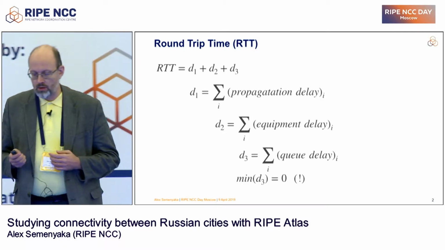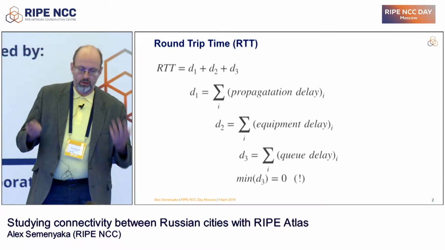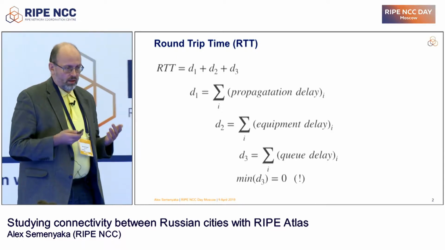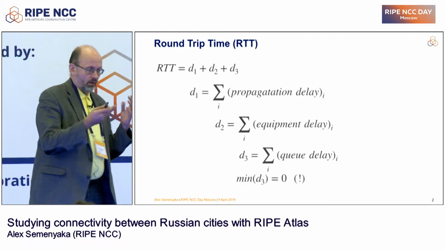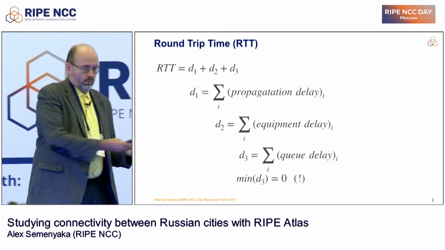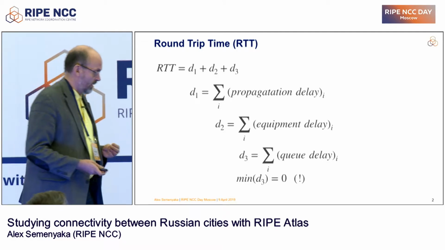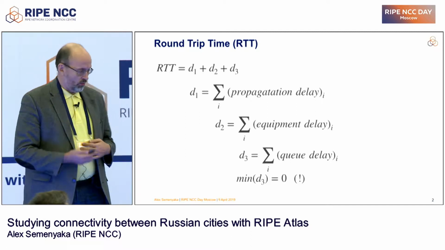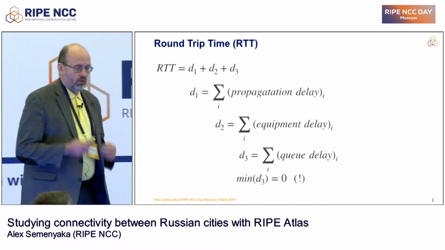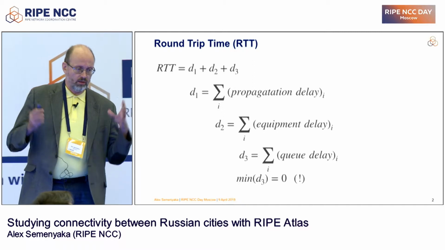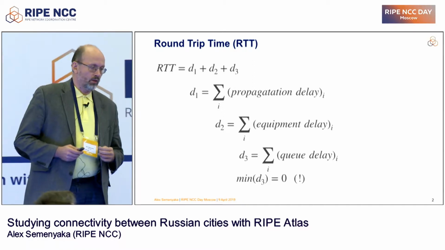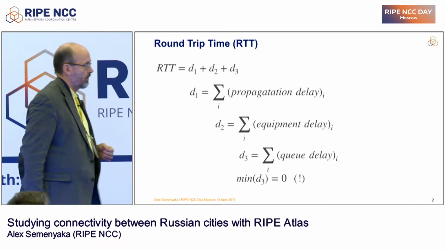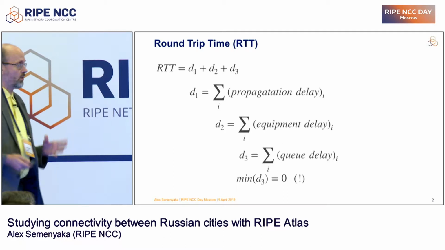So let's get started. There are several studies for round trip time, RTT. And RTT consists of several components. One of them is latency in the fiber. The speed of light has a limit. So RTT depends on the latency in the fiber.